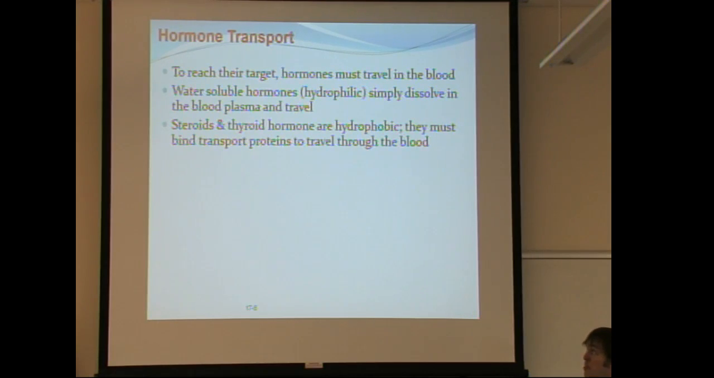All right, so the two classes travel differently through the blood. Water soluble hormones just go into the blood, which is full of water, and travel through. Uncomplicated, pretty simple. But things like your steroids, so estrogen, testosterone, progesterone, can't just go in the blood because they're like oil. Put them in the blood and they wouldn't go anywhere. So instead they have to bind to special transport proteins. The transport proteins are water soluble, and they take the hormones around.